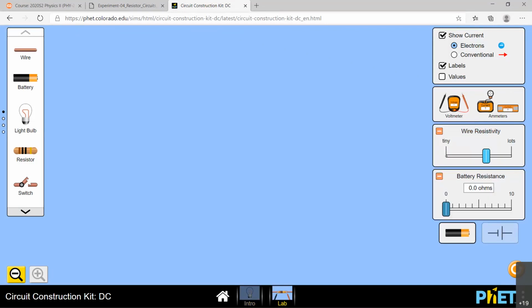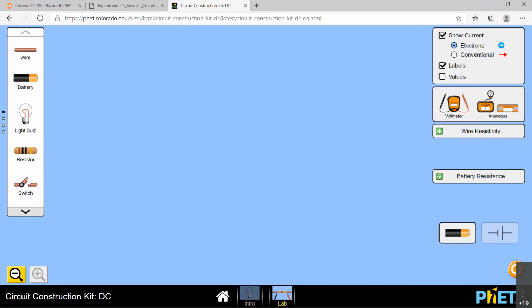That's the one we used in the last experiment, right? In the last part of the last experiment, we applied the wire resistivity and then rechecked the resistivity effect of the wire. So in today's experiment, we don't need that. Get rid of that. Battery resistance, we don't care about the battery resistance at all.